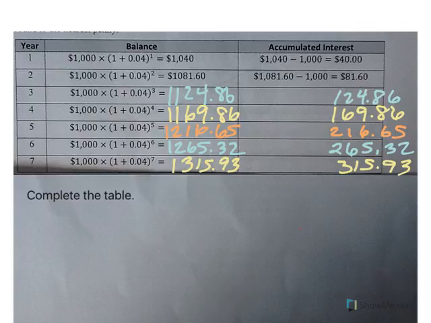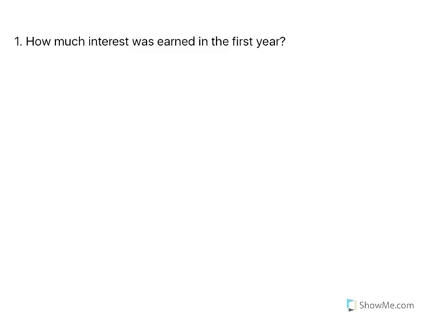Now, you'll also see when we're talking about the interest, this is total interest. Okay, so for this year, this is years 1, 2, and 3 all together. This one is years 1, 2, 3, and 4. This is 1, 2, 3, 4, 5. So it's accumulated interest. It's the total of all years up to that point. And we're going to need that when we answer some questions.